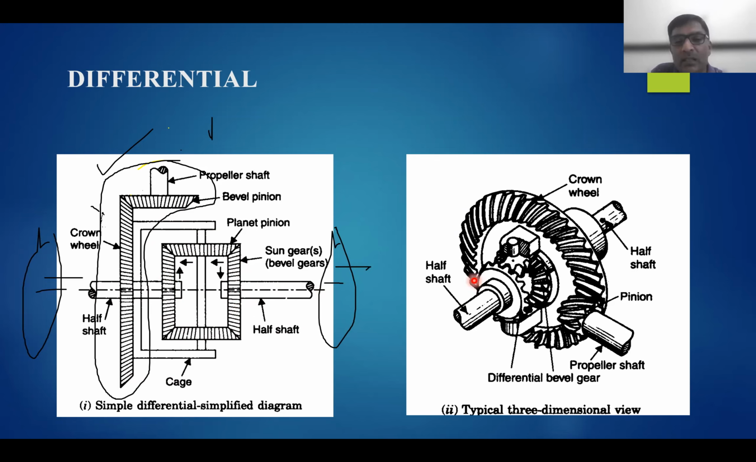So you can check this figure on the right side. This one is the typical 3-dimensional view. This one is the sun gear. This is the half shaft. This one is the sun gear. This one is the half shaft. So these sun gears have to rotate to propel the wheels, so that the vehicle will have forward motion or reverse motion.